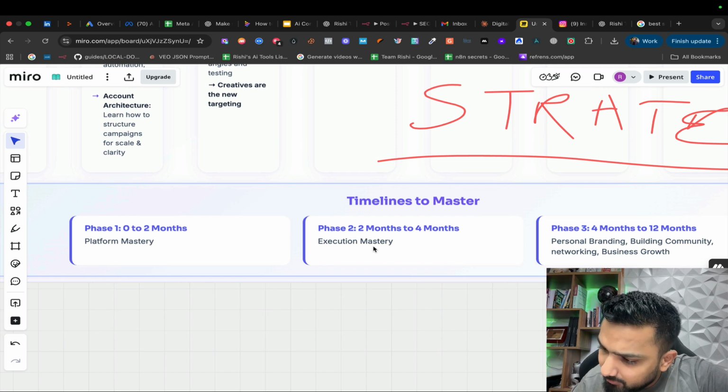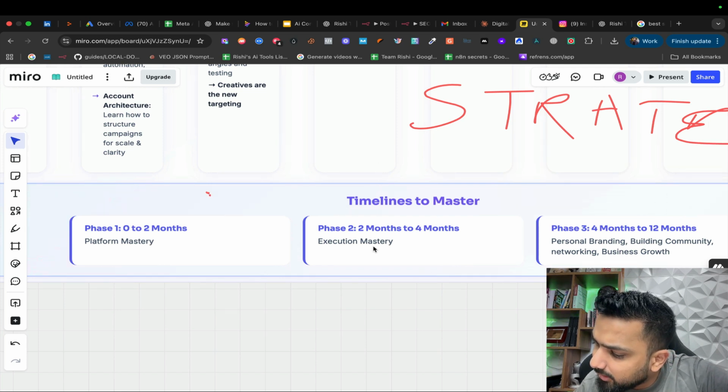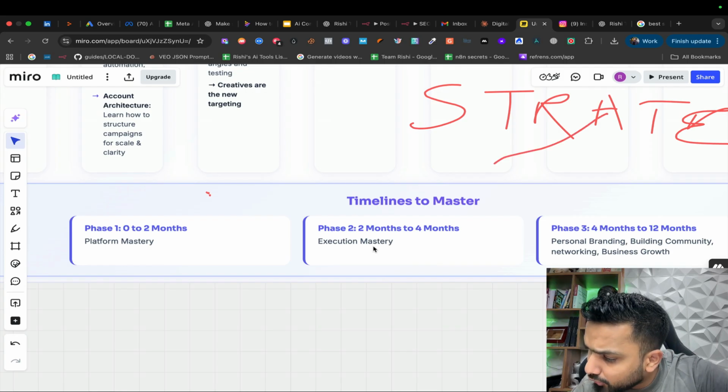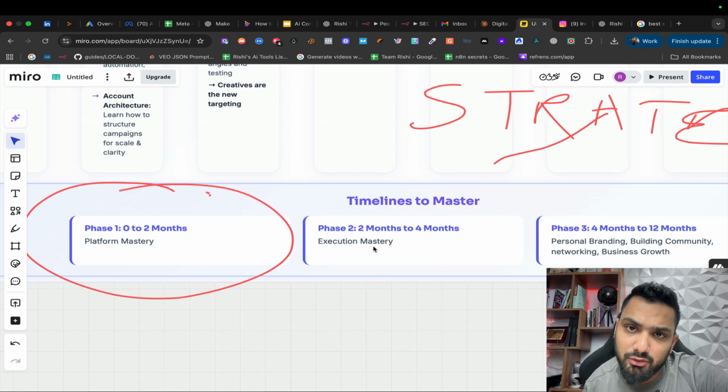In phase one, we have your platform mastery for the first 2 months. So you learn Meta ads, you learn Google ads, and you basically also understand AI, how it is incorporated. So the first 2 months we look at is the platform mastery.